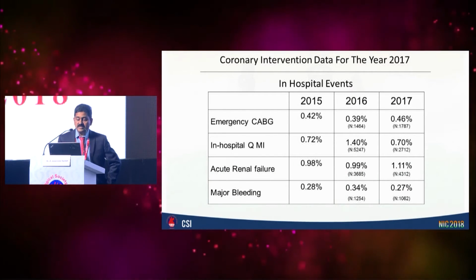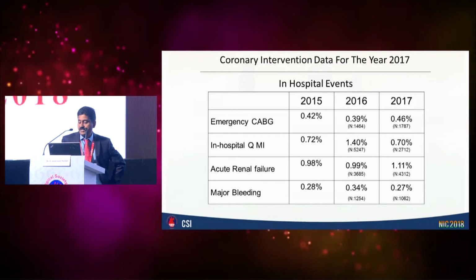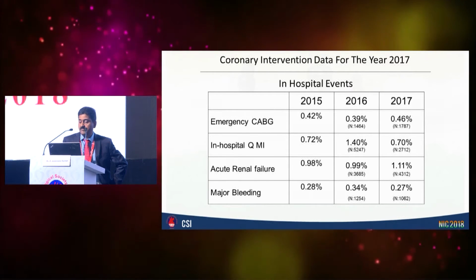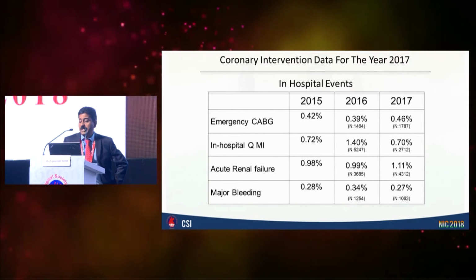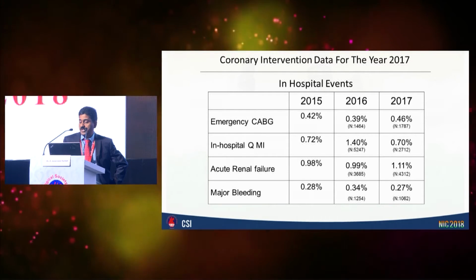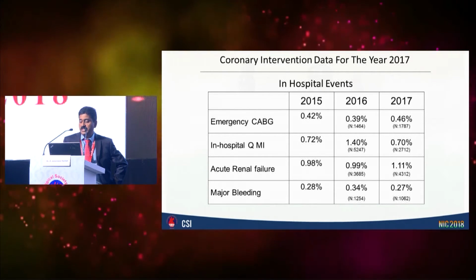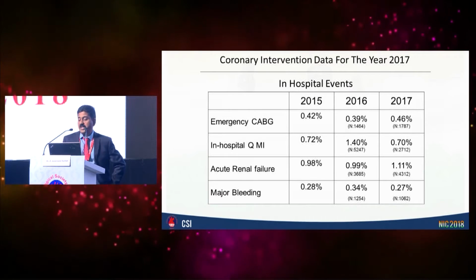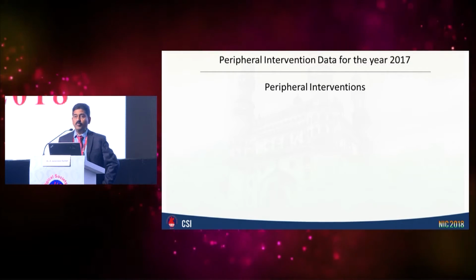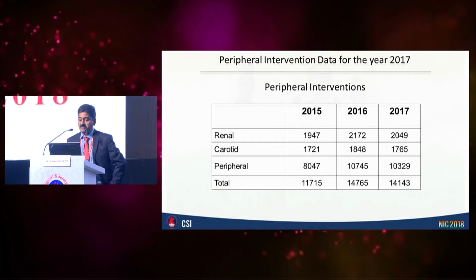In hospital events, emergency CABG is less than 0.5%, but still it is there. Then QMIs reported are 2,712. Renal failure and major bleeding as depicted. Now I move on to peripheral interventions.